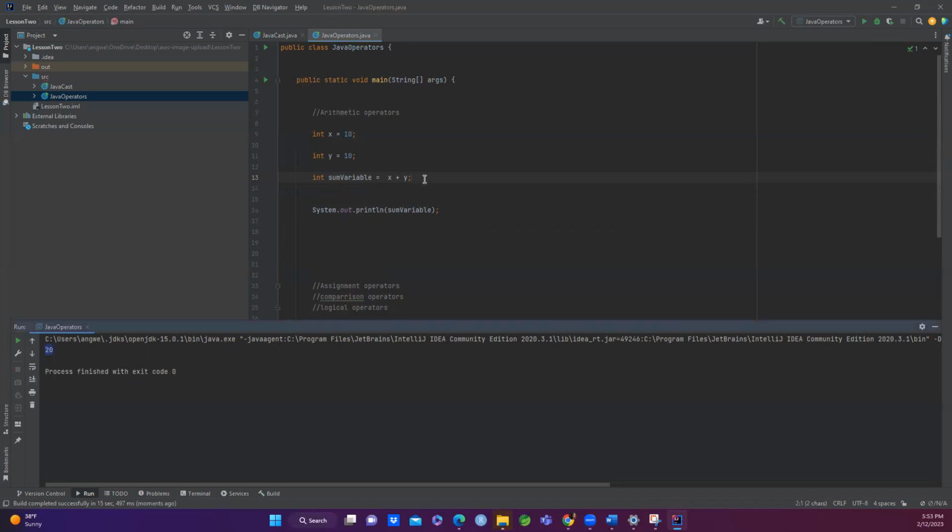Yes, 20. Now I can come here and say int subtract variable. I want to subtract x and y. When you put those names after the int, do you have to put sum variable, or can you say plus variable for addition and minus variable? Will it still give the same answer? Can you say plus variable and it's still going to give me the addition?